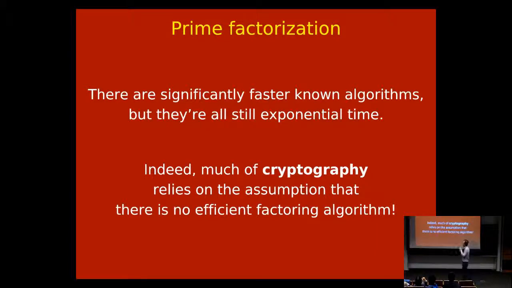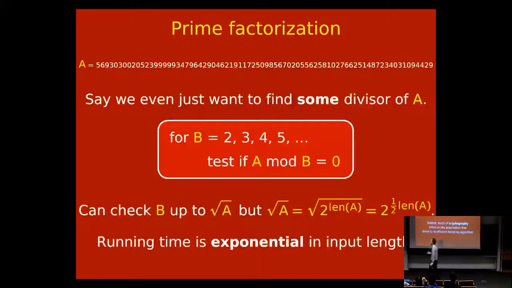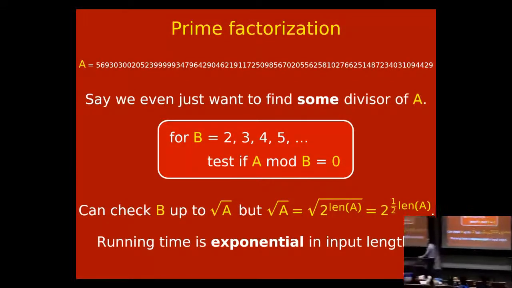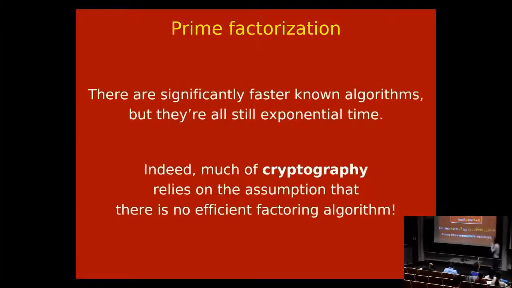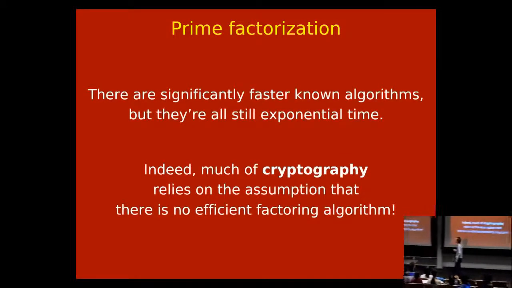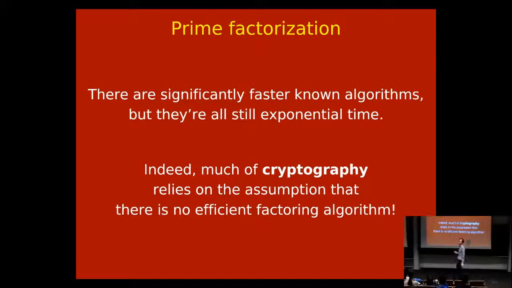So actually, this is not the fastest known algorithm. There are very smart algorithms that do something significantly more sophisticated than this, but they're all still exponential time. The fastest one conjecturally runs in time like 2 to the cube root of the number of digits.